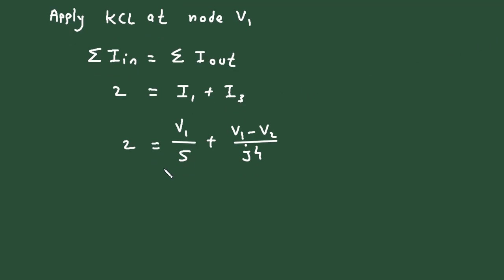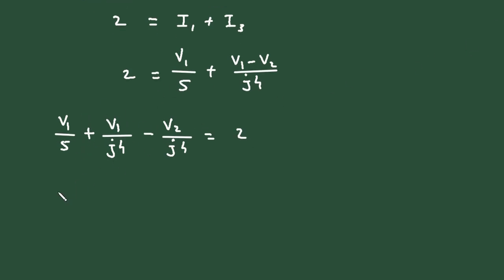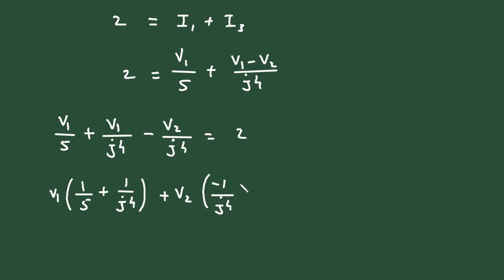Now, let's simplify this. So, here we can take this V1 by 5 plus V1 divided by J4 minus V2 divided by J4. It is equal to 2. Now, here we can take this V1 common. So, V1 in bracket 1 by 5 plus 1 upon J4, minus, here we can take plus V2 common. So, plus V2 in bracket minus 1 upon J4. It is equal to 2.